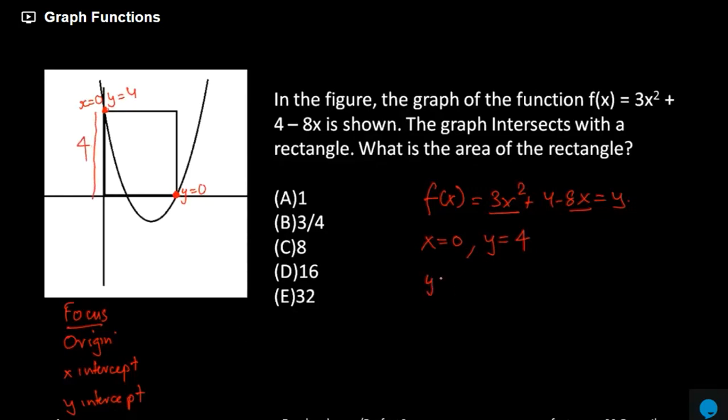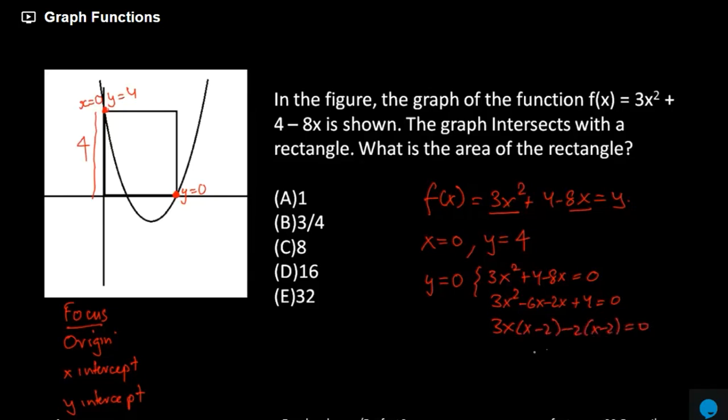And when the value of y is 0, then if I just plug it back into this equation, 3x square plus 4 minus 8x is equal to 0. That means 3x square minus 6x minus 2x plus 4 is equal to 0, which means 3x into x minus 2 minus 2 into x minus 2 is equal to 0. That means x minus 2 into 3x minus 2 is equal to 0. Right? So I think I made a mistake here.